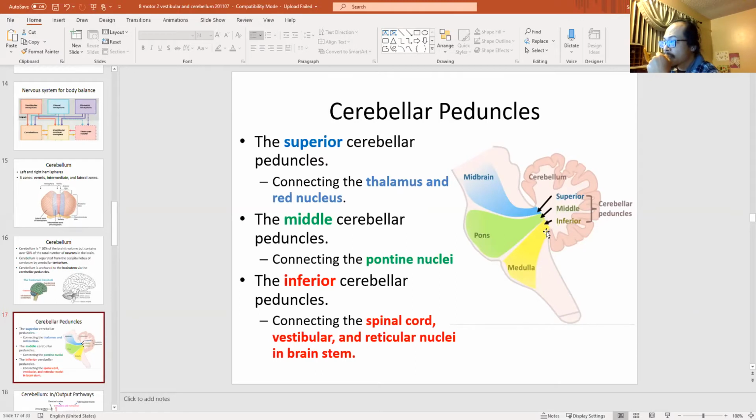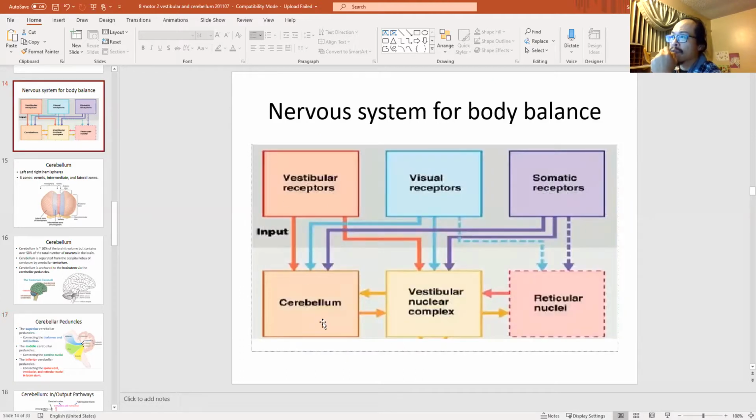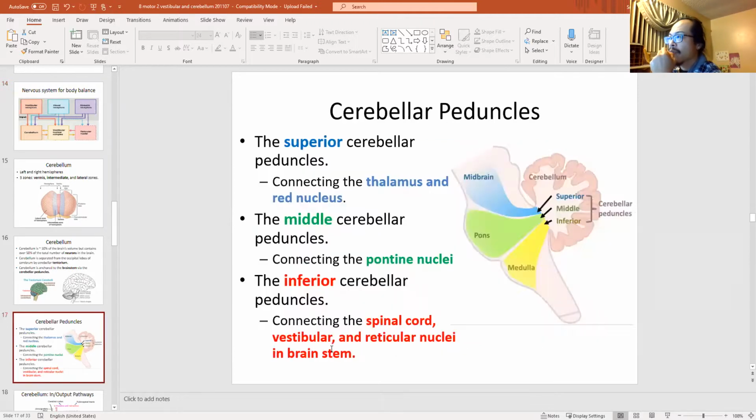The inferior one connects with the spinal cord, and with the vestibular and reticular nuclei in the brainstem. So basically, that is the spinal cord information, which is the proprioception. We mentioned that to communicate with the cerebellum, it needs to have these inputs. The somatic sensory information, basically the proprioception, needs to go into the cerebellum, and that is this one right here, the inferior.